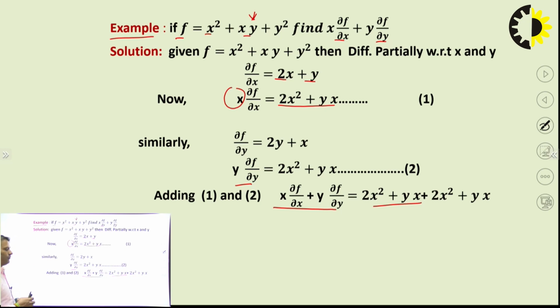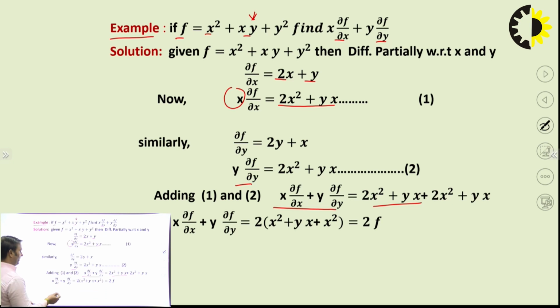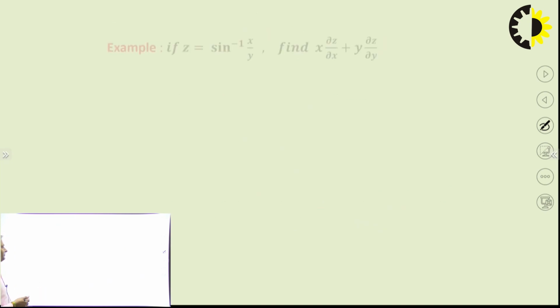This is a very basic application, or a very basic question, related to partial differentiation. I think there is no problem in solving such a type of question, right? And my final answer is something like that. This is x square plus yx plus x square, meaning it can be written as 2 of x square and 2 of xy, then it obviously becomes 2 of f, right?